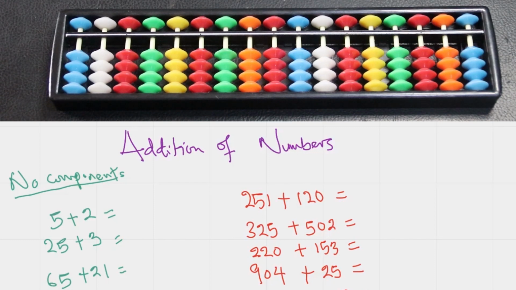Why do we need to know this? You need to know this because you need to know the number of rods that you would use in trying to perform certain operations on the abacus.